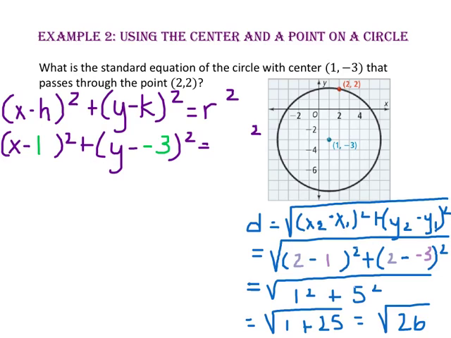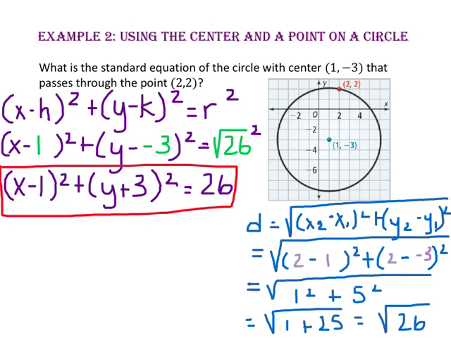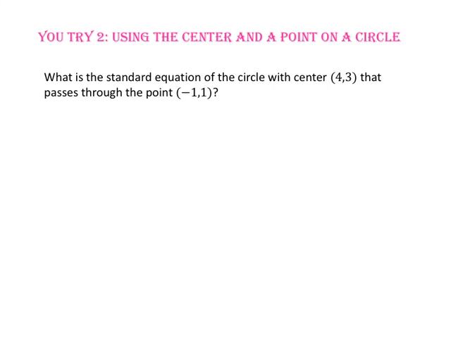Now that we know the distance from the center to a point on the circle is the square root of 26, we can substitute the square root of 26 in for the radius. Now let's simplify our equation. (x - 1)^2 + (y + 3)^2 = 26. So this is the standard equation of a circle with center (1, -3) that passes through the point (2, 2). Pause the video and do your try number 2.